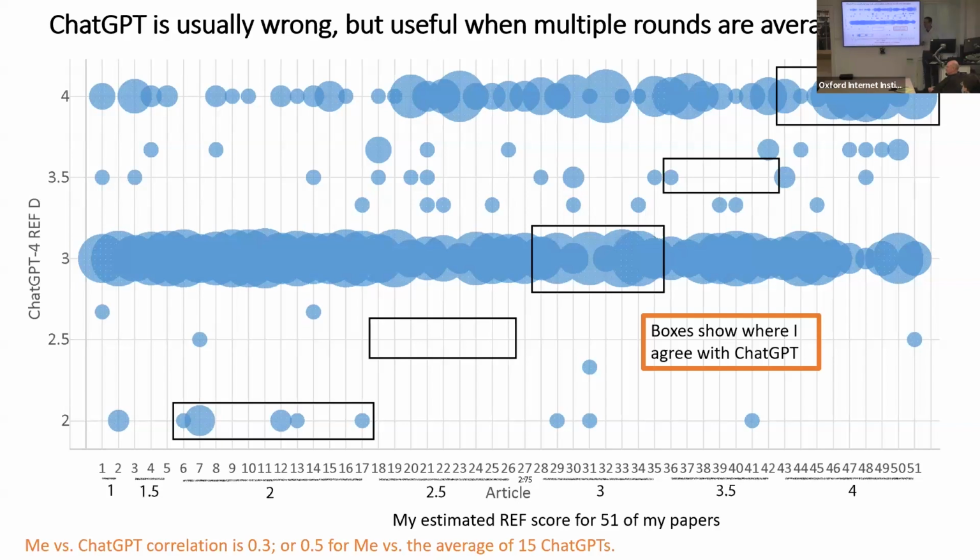But which version of ChatGPT did you use, man? This was 4. It was a web version of 4 for this.